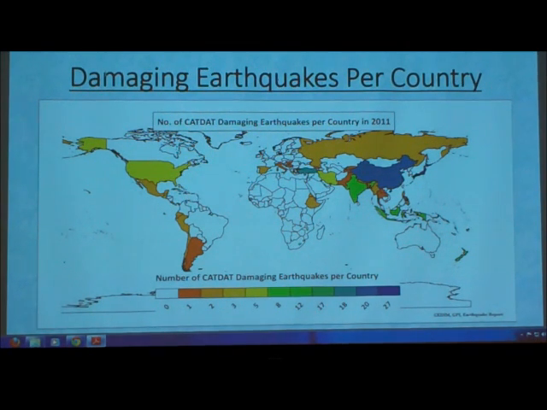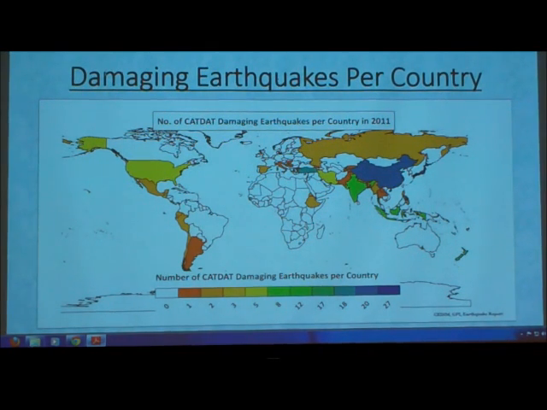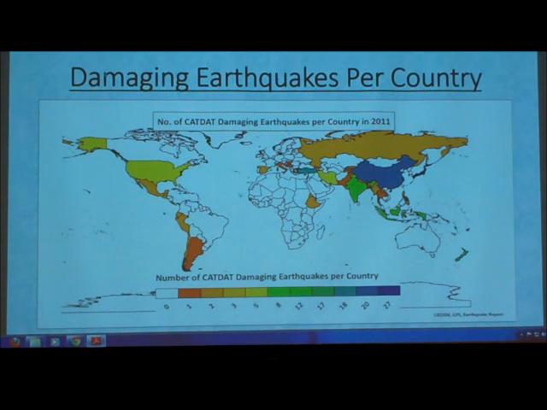If you look in this area and this area, those are located in the Pacific Rim, known as the Ring of Fire, and those are active plate boundaries, so about 95% of all earthquakes are going to occur in that region.